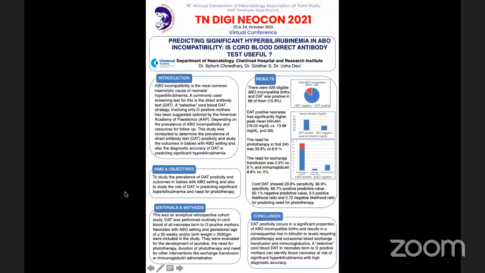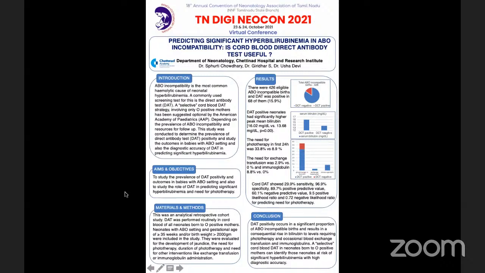I'm Dr. Spruti Chaudhary, pediatric postgraduate from Chettinad Hospital and Research Institute. So my poster today is about a study conducted under the guidance of Dr. Giridhar and Dr. Usha. The title of my study is Predicting Significant Hyperbilirubinemia in ABO Incompatibility: Is Cord Blood Direct Antibody Test Useful?